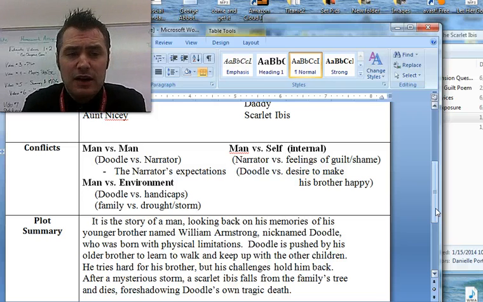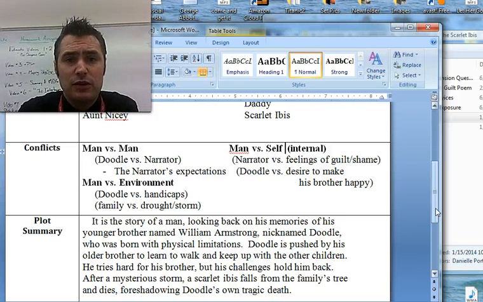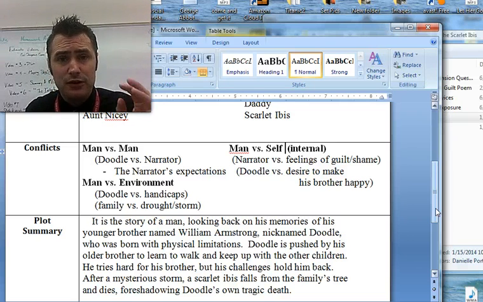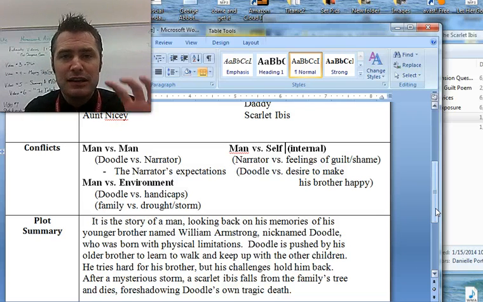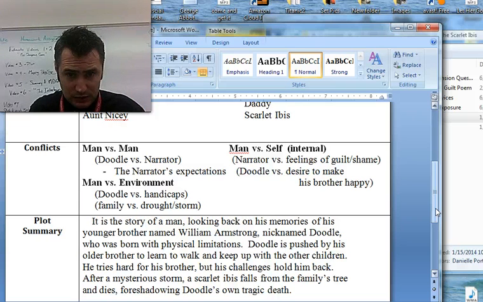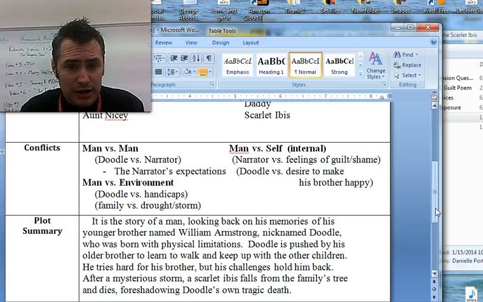I know as soon as I start that plot summary and I say it is a story of a man, it throws people. But don't forget, the first page, 2 pages, were about this guy reflecting, turning back time, and telling us this story. Our main character is elderly now, or definitely grown. I think definitely a grown man, probably 60 years old, maybe 70 years old, who is thinking back to his younger brother. But anyway, William Armstrong, nicknamed Doodle, born with physical limitations.